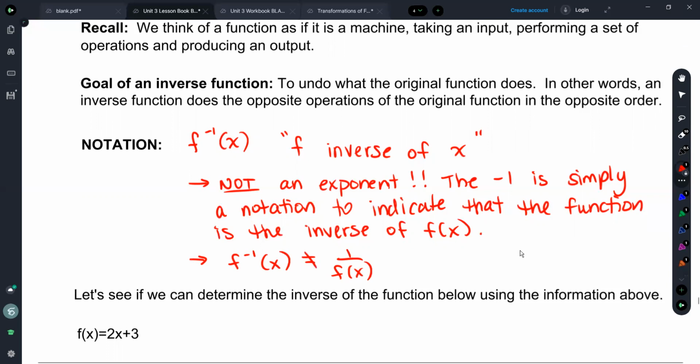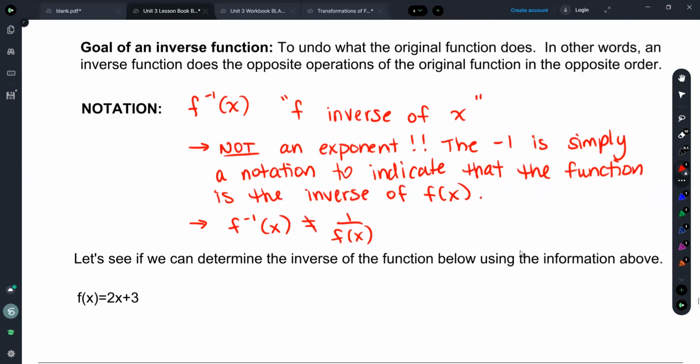So we need to separate the idea of this being an exponent versus this just being a notation. Why they use it like an exponent, I do not know. I wish that it was not that, but it is, so not the best decision. Whoever decided, I don't know.